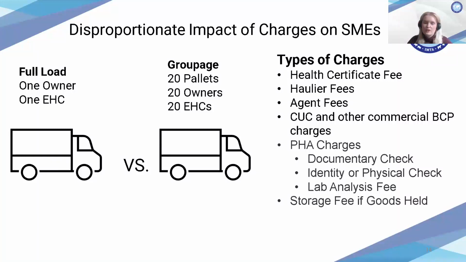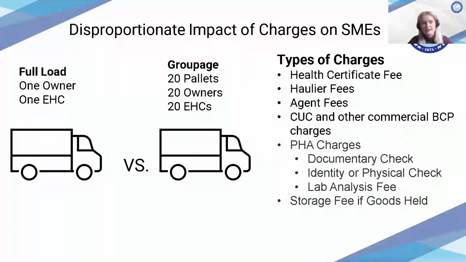So when small companies import from the EU, they might not be importing enough product to justify hiring a whole truck. So they use a groupage model whereby there can be multiple owners transporting product on the same truck. And the issue with that, in relation to these charges, is that if you're importing just a couple of pallets on a truck, you still have to pay all of these charges. And I've listed the different types of charges that an importer of meat could face.